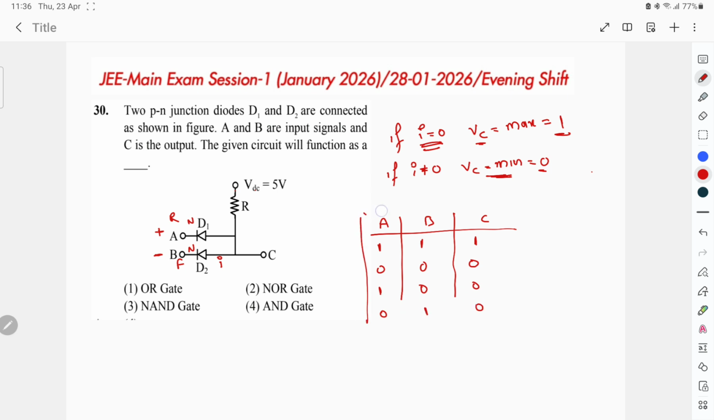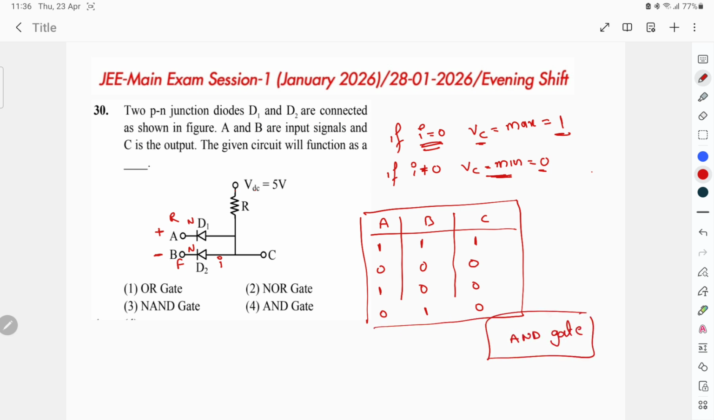So this table refers to which gate it is? AND gate. So the third option will be the answer.